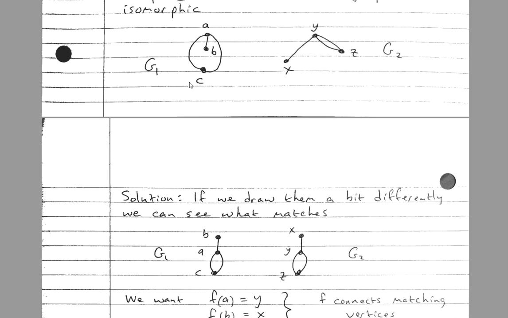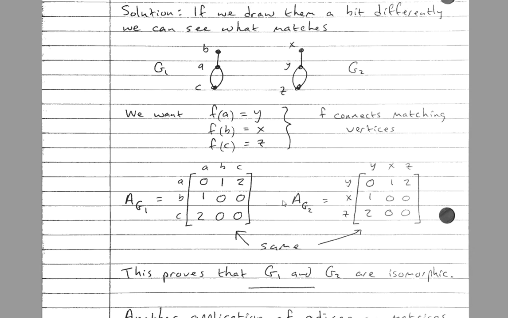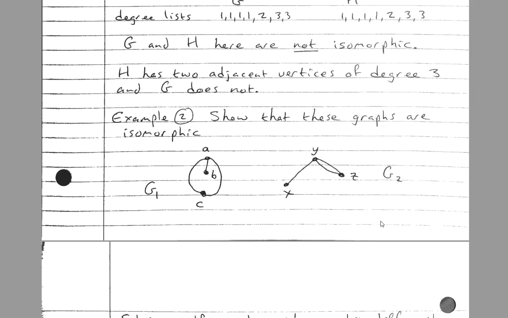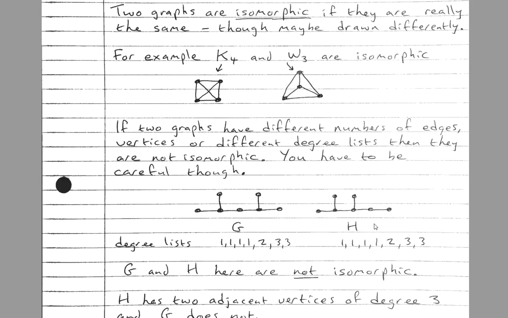All right, so that's how to show that two graphs are isomorphic, that they're really the same. Yeah, it's usually easier to show two graphs are not isomorphic, if they have different degree lists, for example.